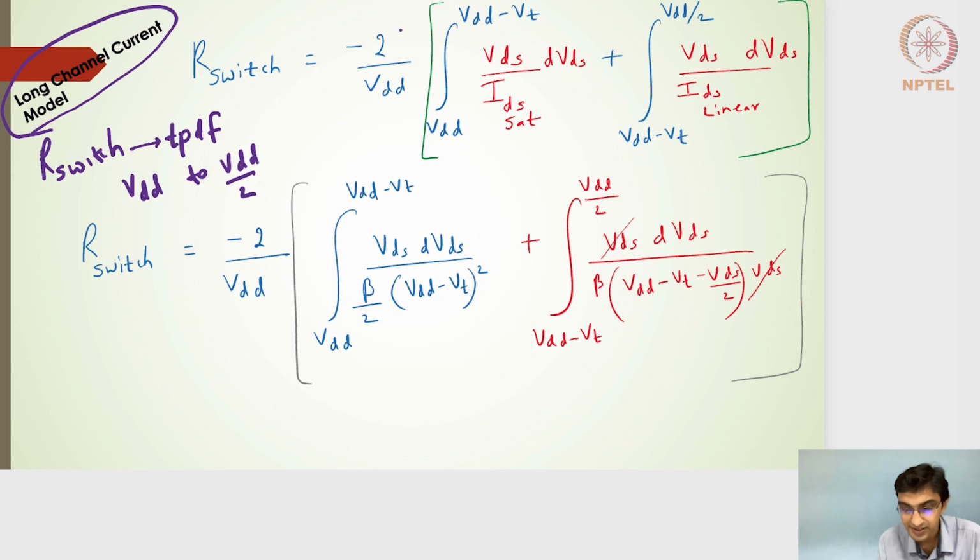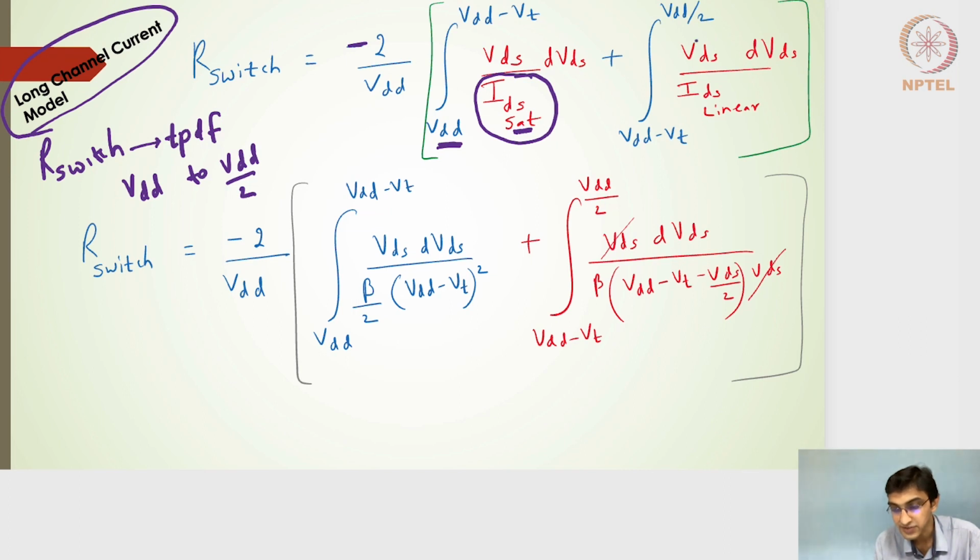So that means the output range is actually nothing but VDD to VDD by 2. So in this, I will have 1 by VDD by 2. So the 2 goes here and there is a minus sign. And then this particular range is now changed from VDD to VDD minus VT, and then VDD minus VT to VDD by 2, because here the current, when we take the VDS by IDS in our expression for the switching resistance, the current in this particular range of the voltage, when it is within VDD to VDD minus VT, it will be the saturation region.